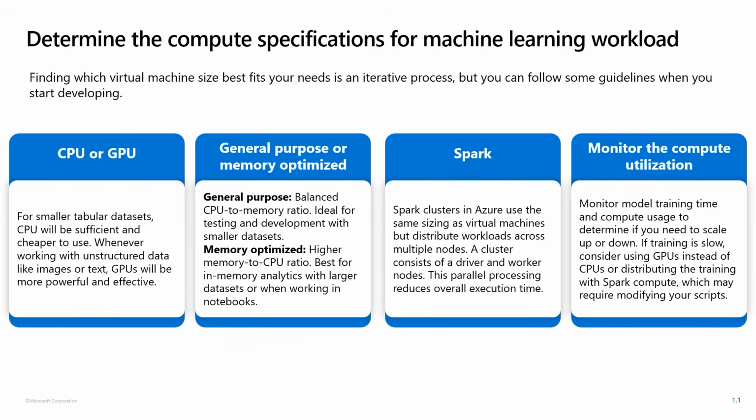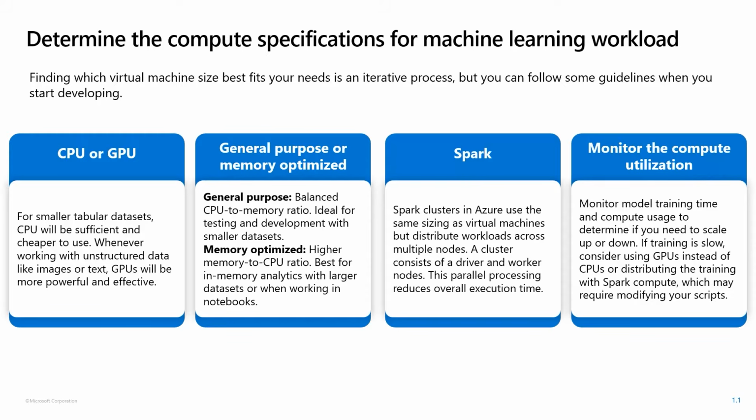Understand how to find the right compute for your workflow, CPU or GPU. For smaller tabular datasets, CPU will be sufficient and cheaper to use. Whenever working with unstructured data like images or text, GPUs will be more powerful and effective.